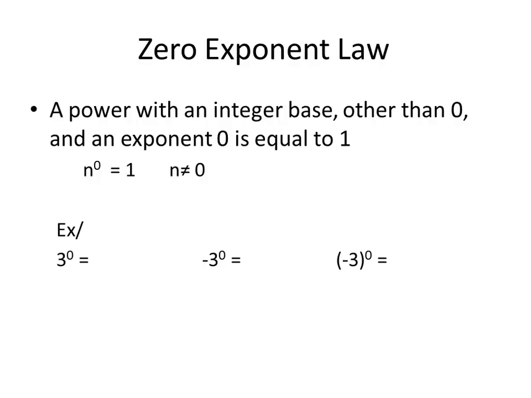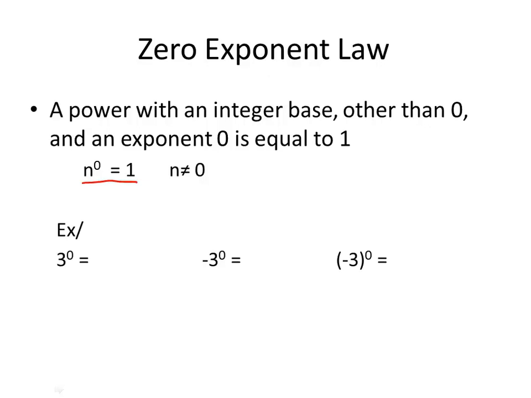So we're going to change paces just a little bit, and we're going to come back to that power of tens thing again. But we're going to talk about one of our exponent laws, and that's the zero exponent law. I have some notes here for you. It says a power with an integer base other than 0, and an exponent 0, is equal to 1. I have a little bit of a formula right here: any number to the power of 0 equals 1.